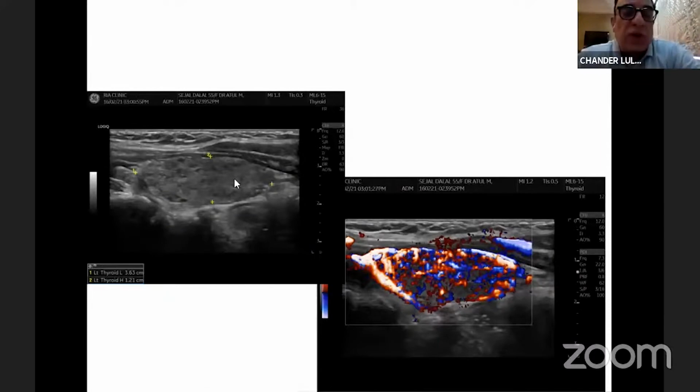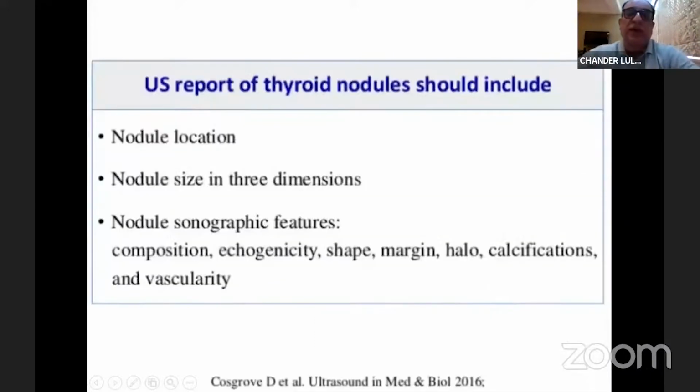But do remember that with modern machines, the sensitivity of the Doppler settings is very high, and therefore we may need to set the Doppler machine to a high PRF level, because the normal thyroid, even if it may have a background of thyroiditis, may show increased vascularity. So there are some caveats to that.